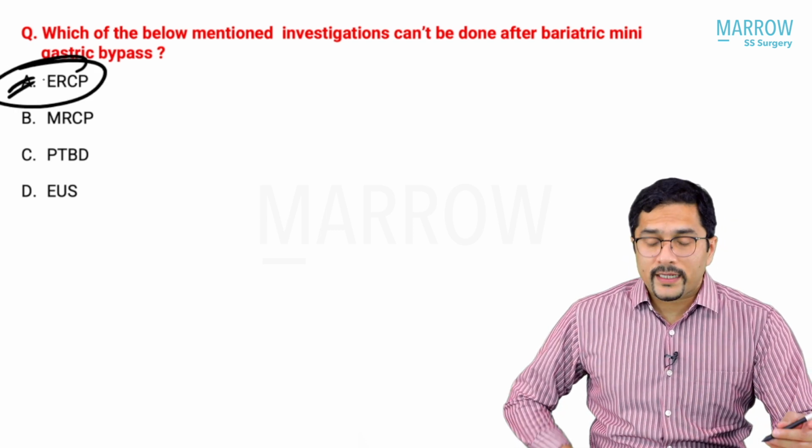That is one of the drawbacks, which is why if there are asymptomatic gallstones in a patient who is undergoing bariatric surgery, a Roux-en-Y or a mini gastric bypass, they recommend that you do a cholecystectomy in these patients. One of the reasons is because once you do this surgery, you will not be able to do ERCP.